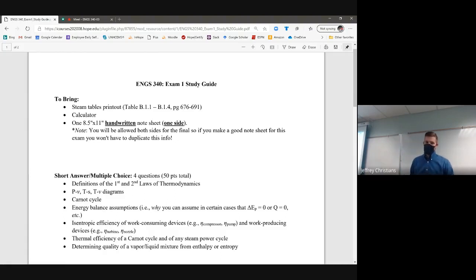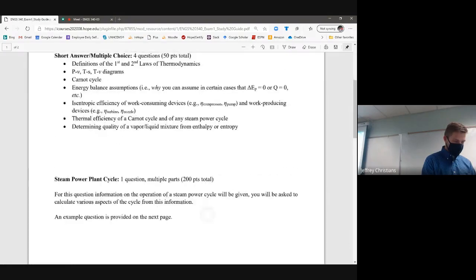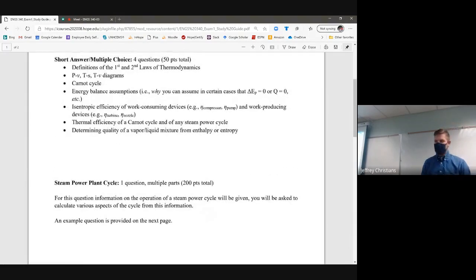Okay, so the format of the exam, what am I doing? Over here, wrong computer. The format of the exam is going to be kind of two parts, right? It's 25% of our grade, so it's 250 points, which sounds like a lot of points. I guess it is a lot of points.